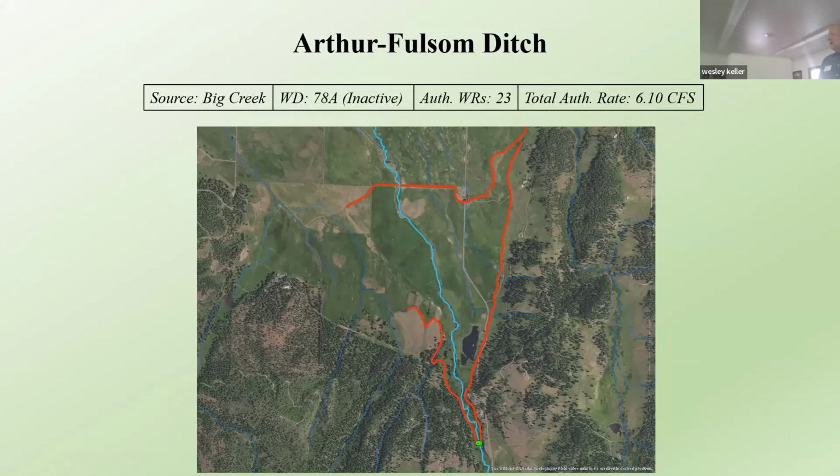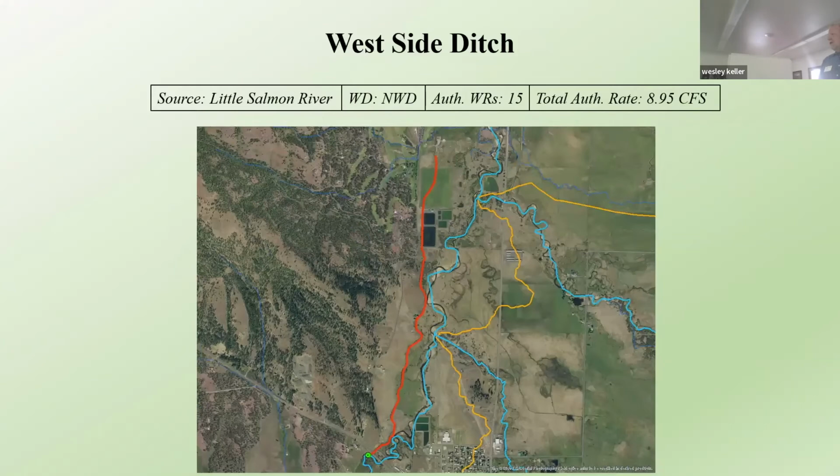And then I think this is the last one that I have called out. This is the West Side ditch, and this one is actually diverted directly from the Little Salmon River. It is not within the water district, and this one has a total of 15 water rights associated with the point of diversion for a total of 8.95 CFS.